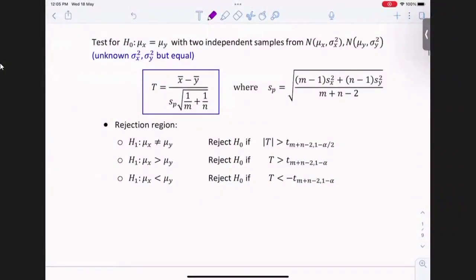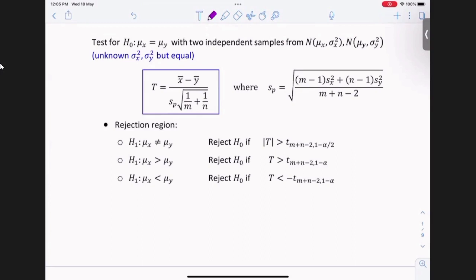Now there is another situation when the samples were drawn from the normal distribution, but this time the population variances are not provided, and this is actually a common case. We don't know the population variance, but there are also two different situations depending on whether you assume them to be equal or not, just like in constructing the confidence interval.